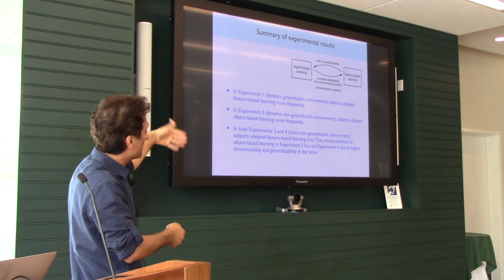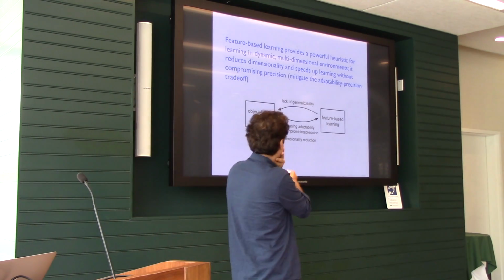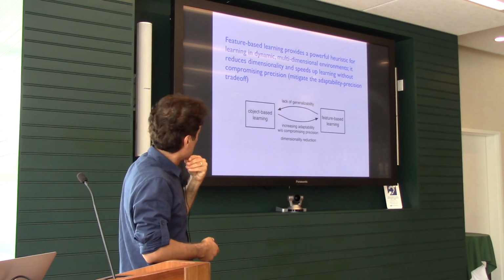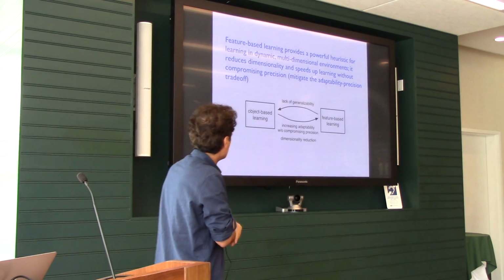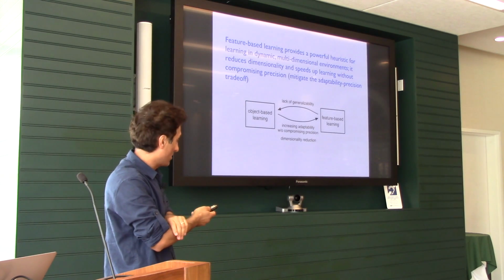In experiments 3 and 4, I just said what I want to say. The idea is that feature-based learning provides a powerful heuristic for learning in dynamic multidimensional environments, because it can reduce dimensionality and speed up learning without compromising precision.